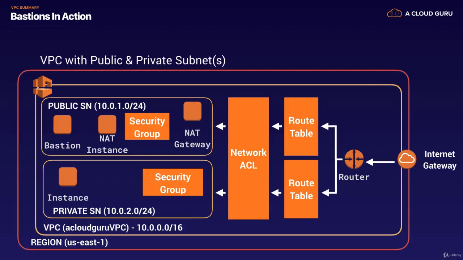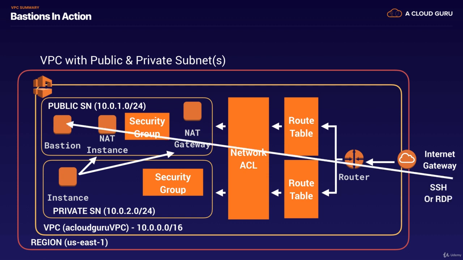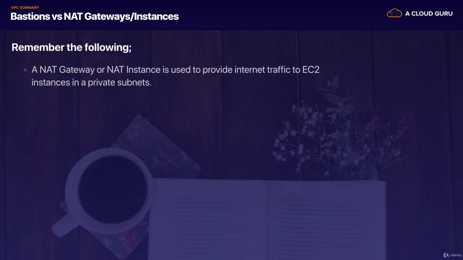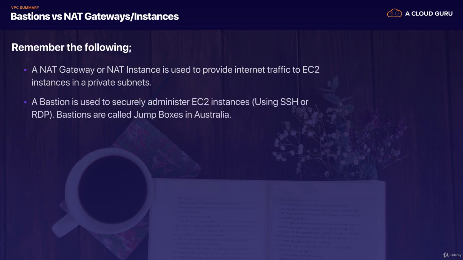Bastions, just remember what a bastion is and how it works. So we've got our instance in a private subnet. If it wants to connect out to the internet, it's going to do that using a NAT instance or NAT gateway. If, however, we want to SSH in or RDP into our instances in our private subnet, we do that via a bastion host, and sometimes these are called jump boxes as well. So just remember that a NAT gateway or NAT instance is used to provide internet traffic to EC2 instances in private subnets.